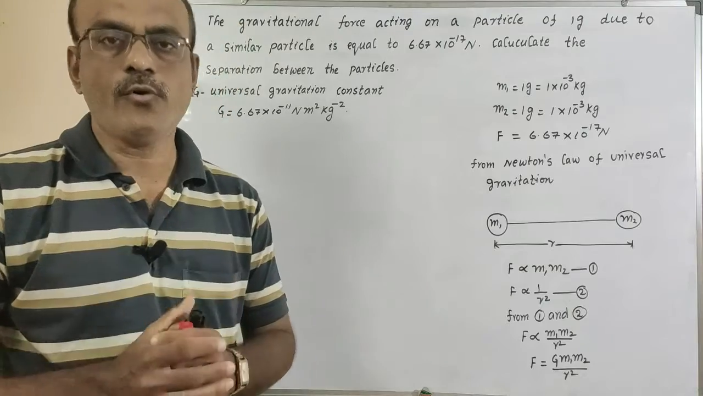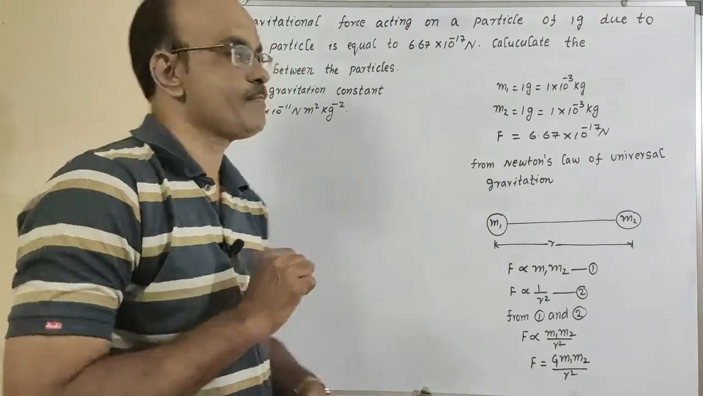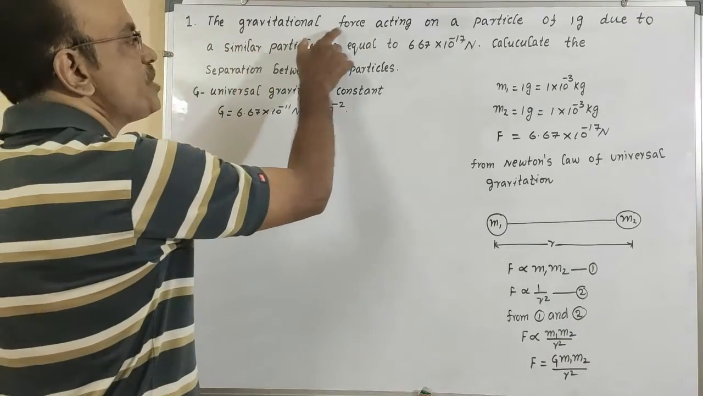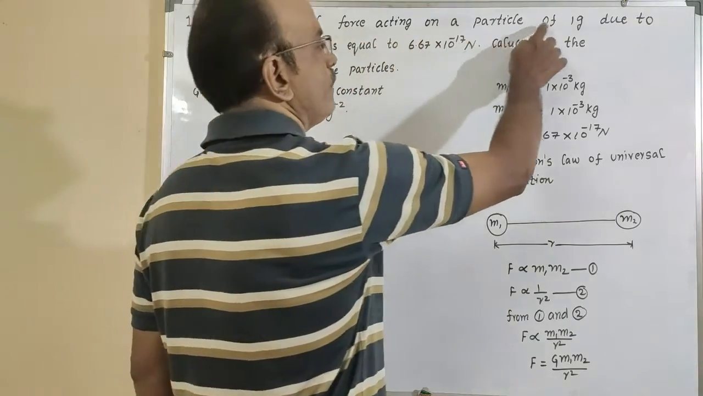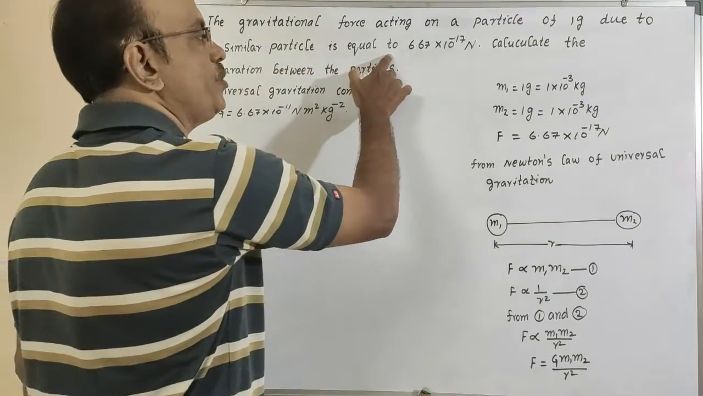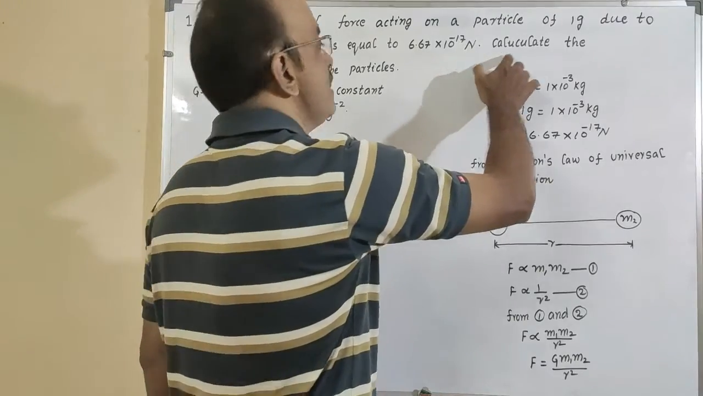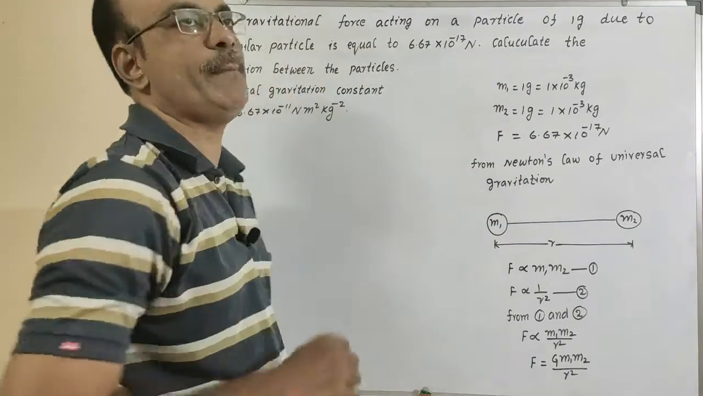Chapter number 4, the forces, exercise question number 1. The gravitational force acting on a particle of 1 gram due to a similar particle is equal to 6.67 into 10 to the power of minus 17 newtons. Calculate the separation between the particles.